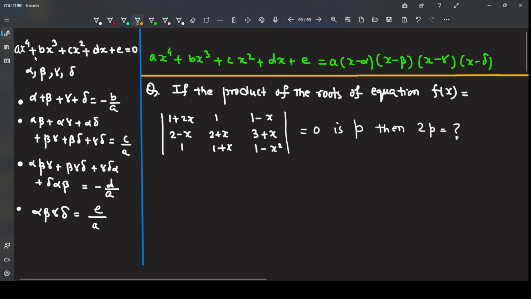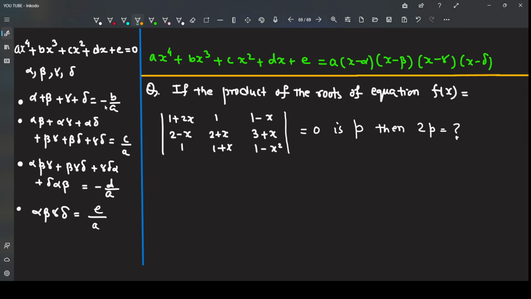Suppose we have a biquadratic equation, a polynomial equation whose degree is 4, and there are 4 roots, alpha, beta, gamma, delta. Then you know that the sum of all the roots is equal to minus b by a, coefficient of x cube by coefficient of x power 4. Sum of the product of the roots taken 2 at a time is equal to c by a. Sum of the product of the roots taken 3 at a time is minus d by a, and product of all the roots is e by a.